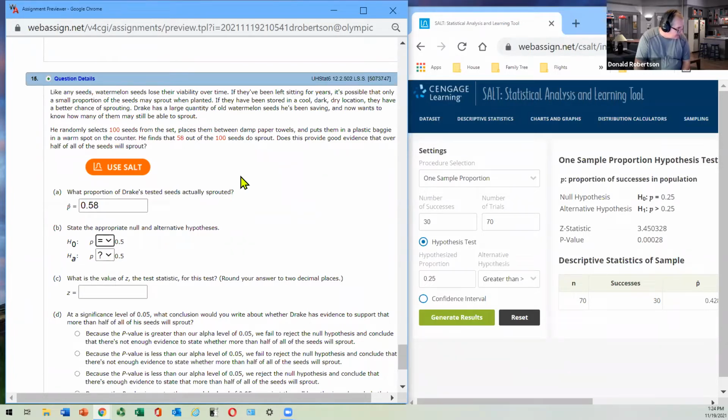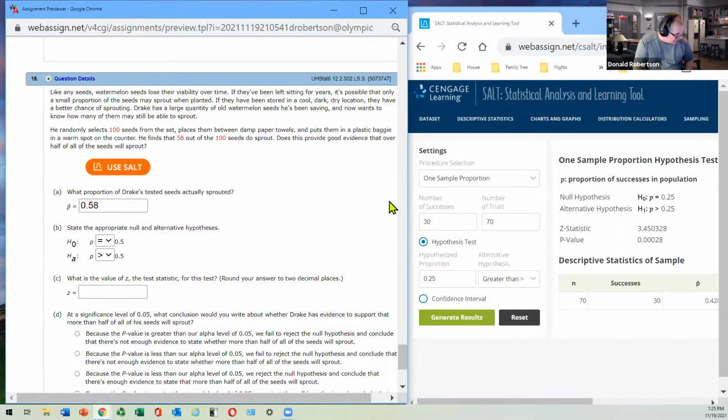And he believes that there's good evidence that it's over half. So that's why I'm choosing the greater one, right? Whatever he thinks there's evidence for is what your alternate should be saying. I think there's evidence that it's more than a half. That's what my alternate should be saying.